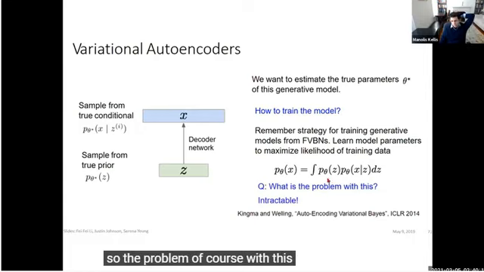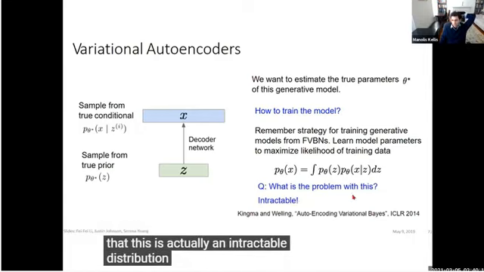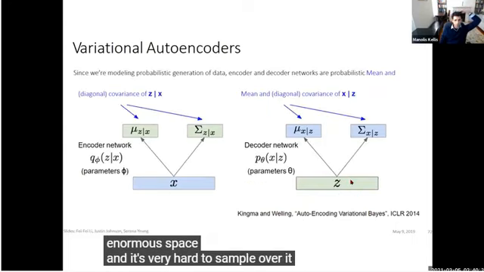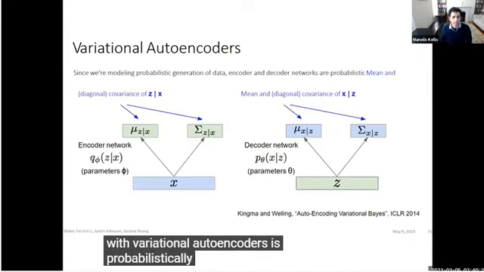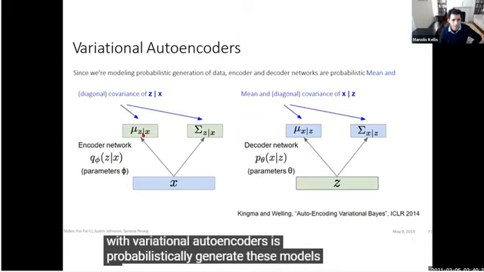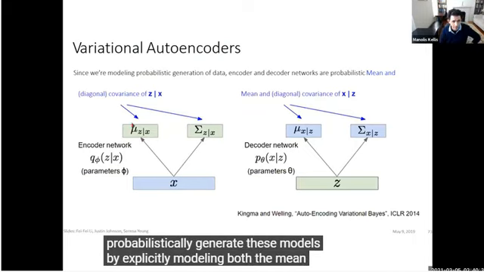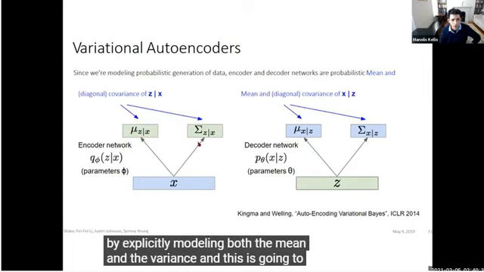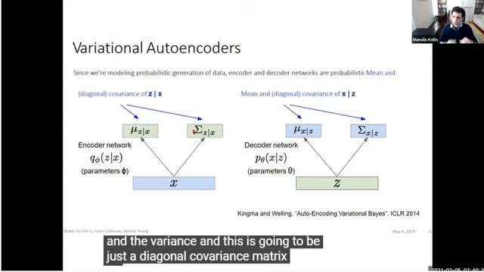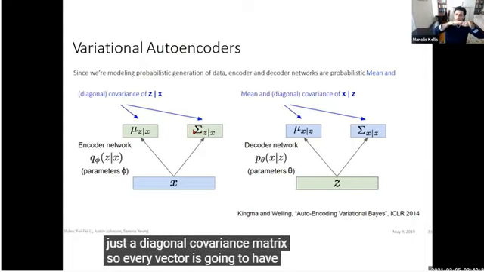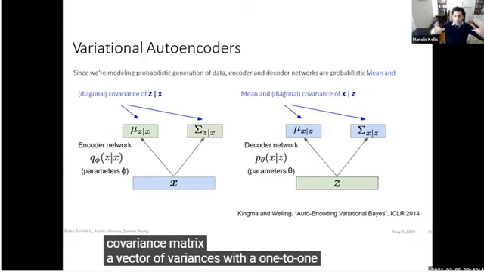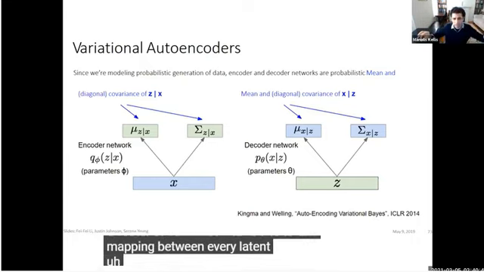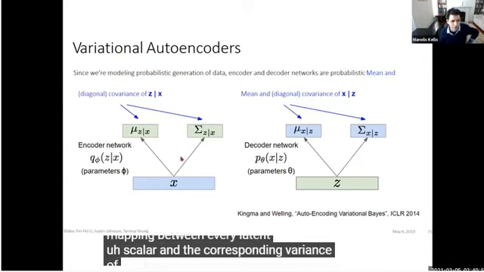So the problem with this is that this is actually an intractable distribution. It's just an enormous space and it's very hard to sample over it. So what we're going to do with variational autoencoders is probabilistically generate these models by explicitly modeling both the mean and the variance. And this is going to be just a diagonal covariance matrix. So every vector is going to have just a single vector rather than a full covariance matrix, a vector of variances with a one-to-one mapping between every latent scalar and the corresponding variance of that scalar.